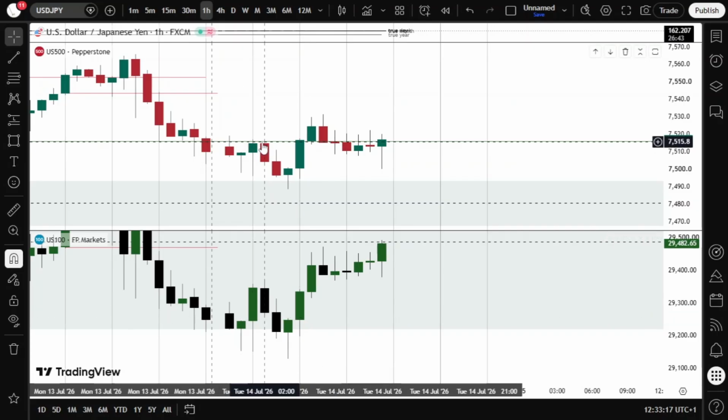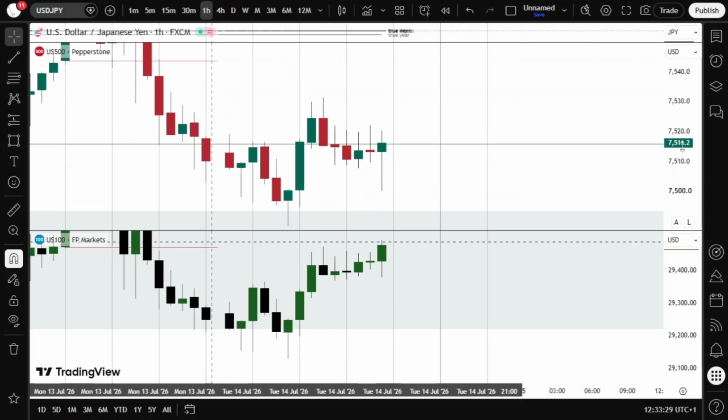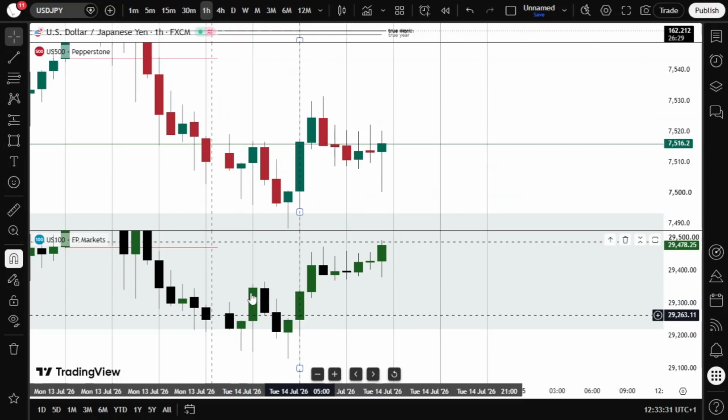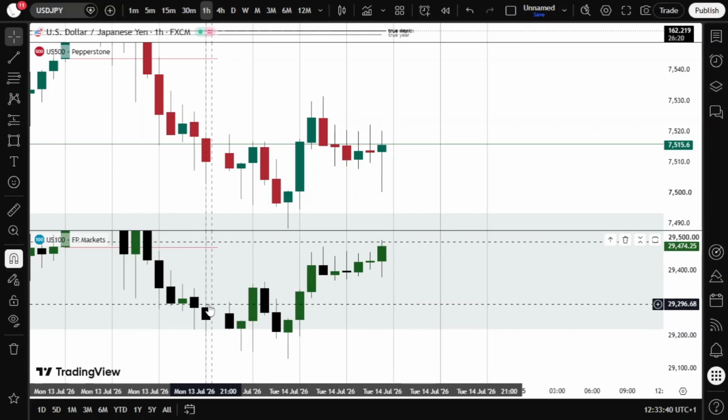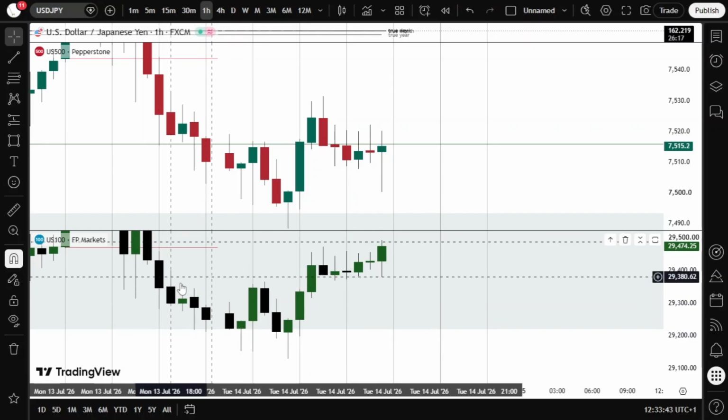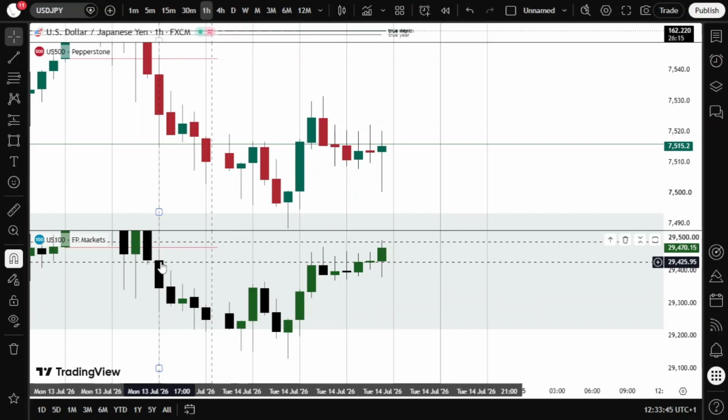What about here? The 1 a.m. candle opened around here and it closed here. So we have a down close 4 hour candle for US 500 over here. But for US 100, it just closed above the opening price a bit. Then if we consider the previous day, we have another opening price at 5 p.m., but we have not yet closed above it.